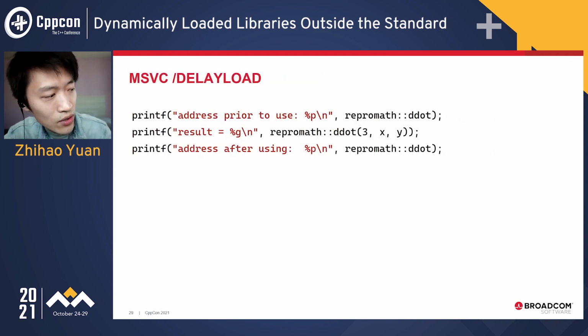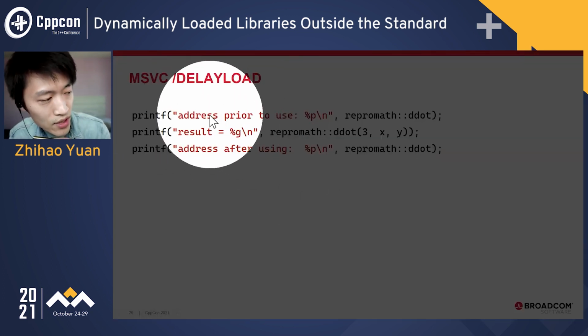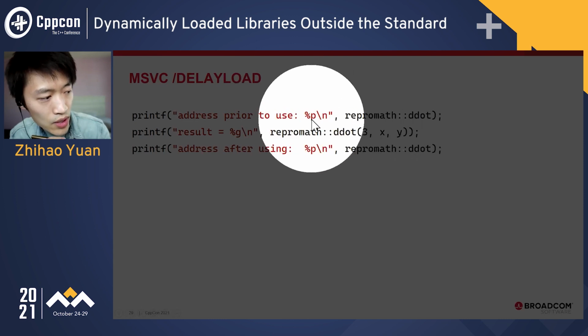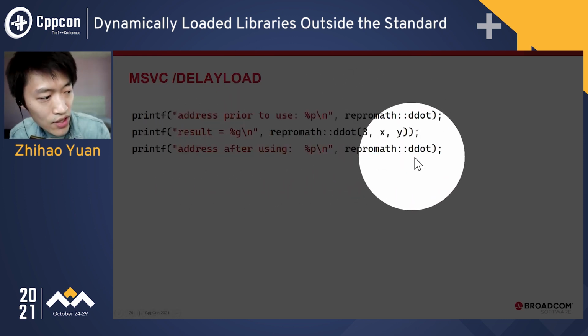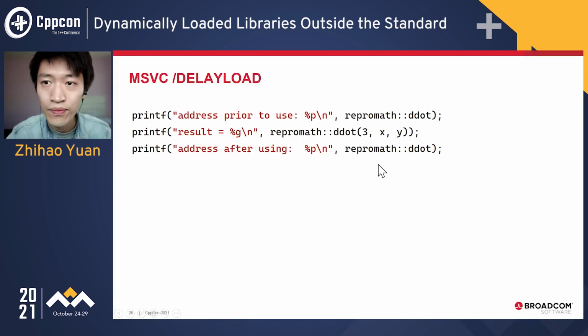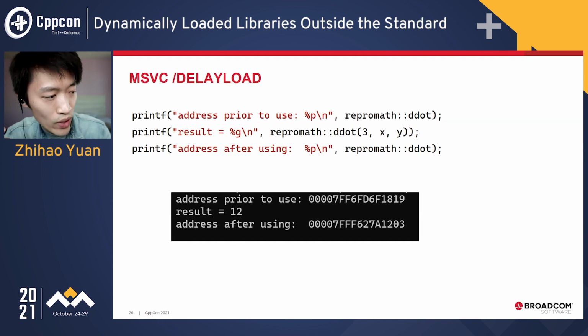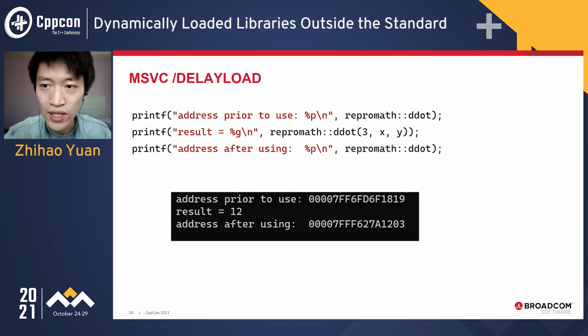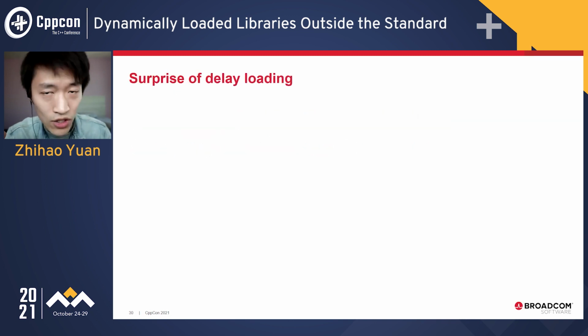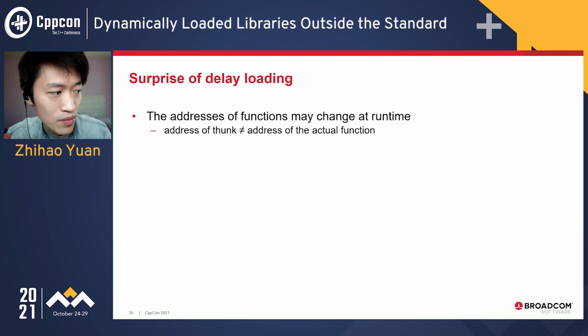So about delay loading, let's try it with MSVC. This is my previous example, but I modified it to print the address of the function I'm about to use before using it, and the address of the function that I used after using it. What's going to happen? Well, the address of the function changed. This is because the implementation involves replacing some functions, that's the delay load helper. So here comes the surprise of delay loading. The address of the function may change at runtime, because the address of the thunk is not the same as the address of the actual function.